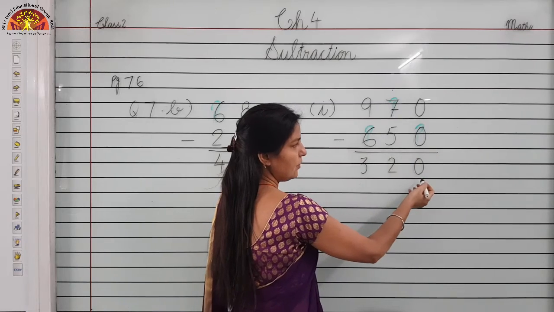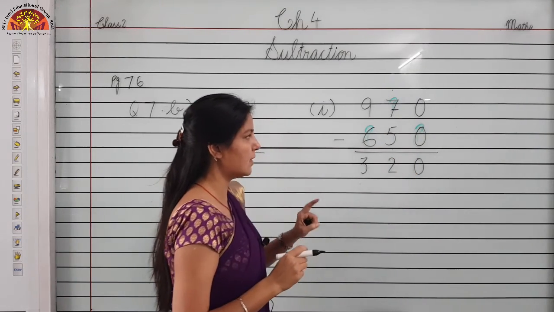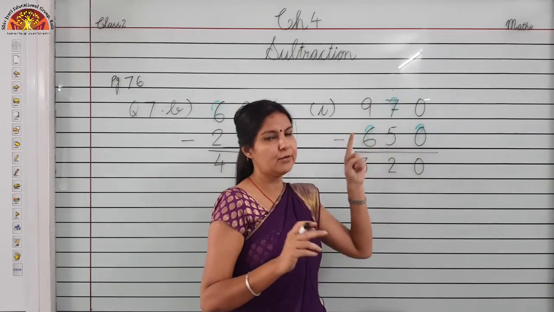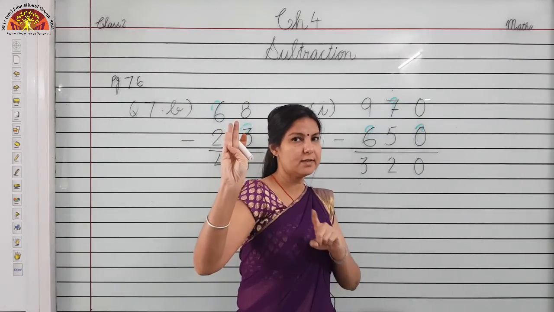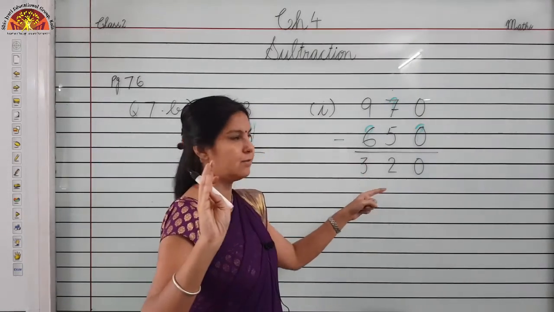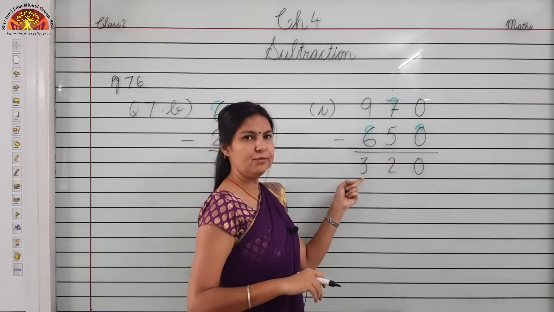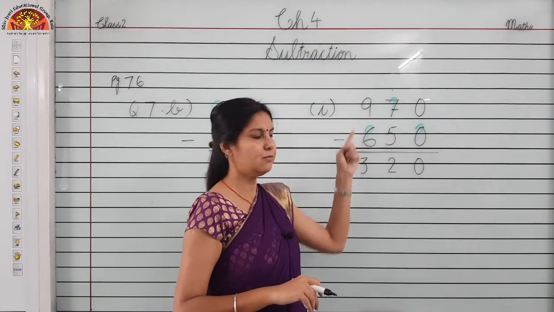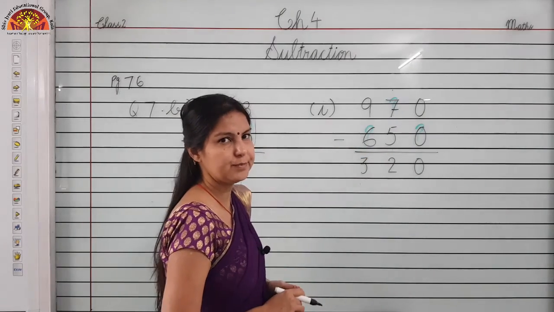0 minus 0 will be 0. 7 minus 5 will be 2. When you will start counting after 5 and you will reach at 7, then you will get 2. After 5, 6 and 7. It is coming on 2 lines, so we will write 2 here. Now 9 minus 6 is equal to 3. After counting 6, you will reach at 9, it will be 3. So the difference with the missing numbers are these.